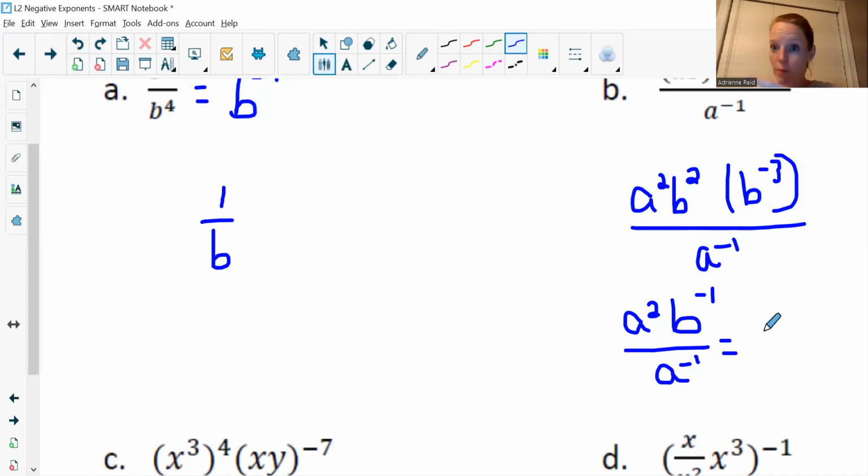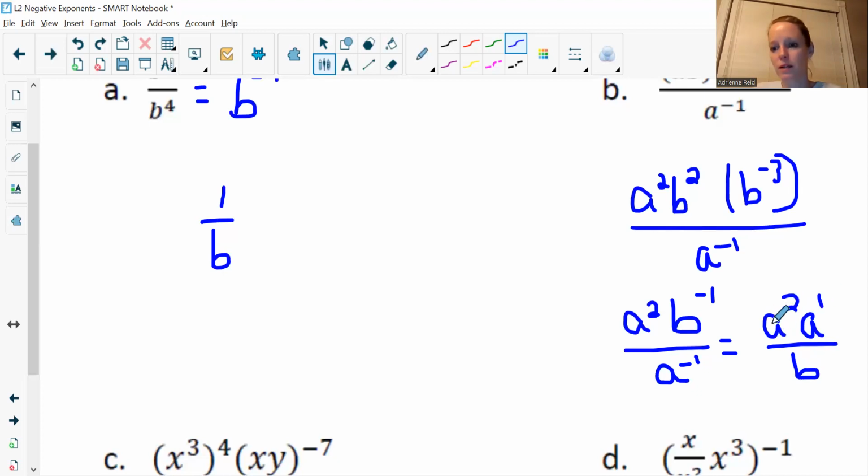When you flip it, the exponent becomes a positive. So I'm going to have a squared still on top. I didn't move it. I moved the a -1 up to the top, so it becomes a +1. I'm moving the b1 down, so it's going to become a +1.